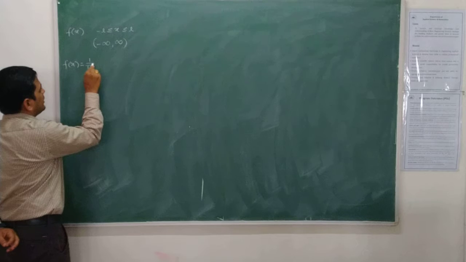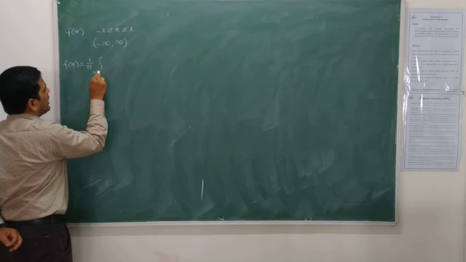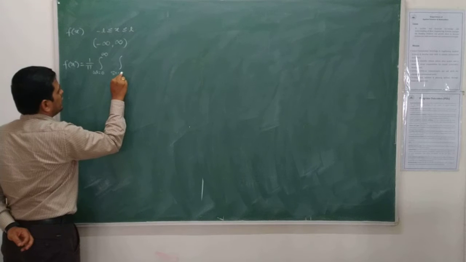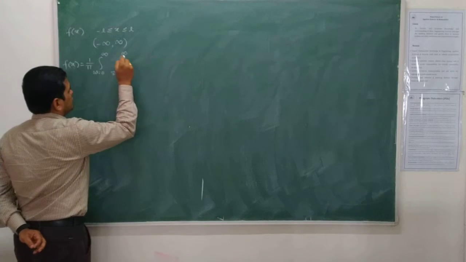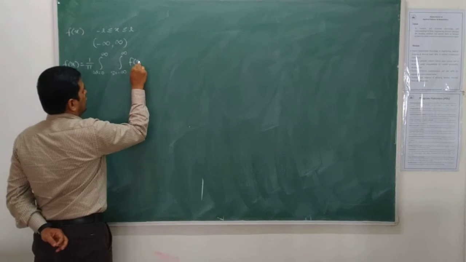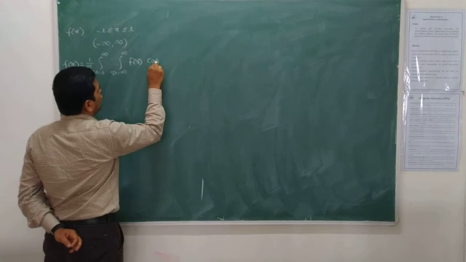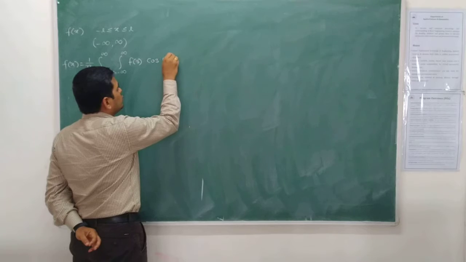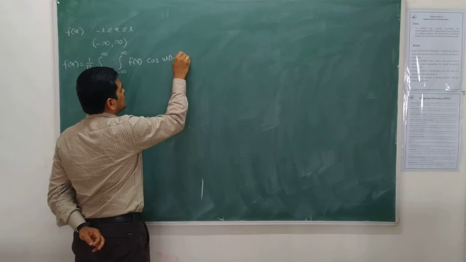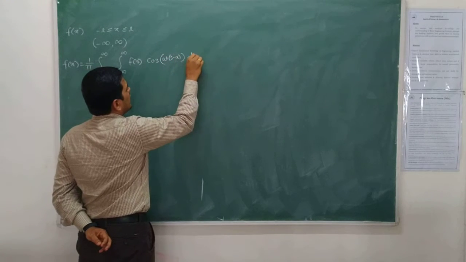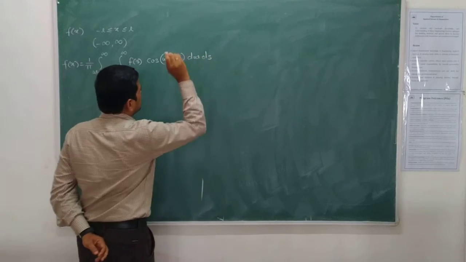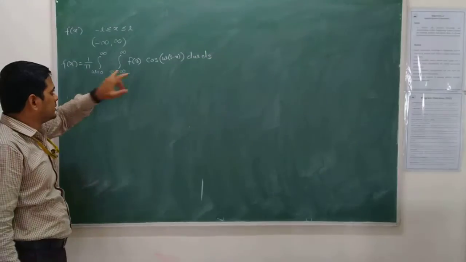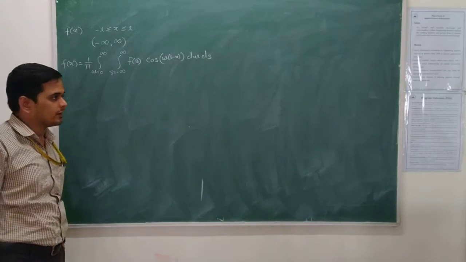1 upon pi integration omega equal to 0 to infinity, s equal to minus infinity to plus infinity, f of s into cos of omega into (s minus x) d omega ds. Then f of x can be represented in this format, and this is known as a Fourier integral.